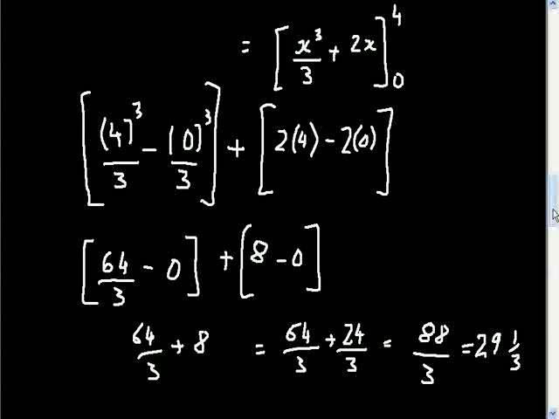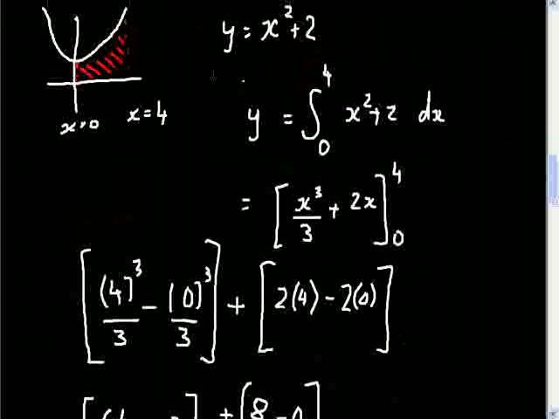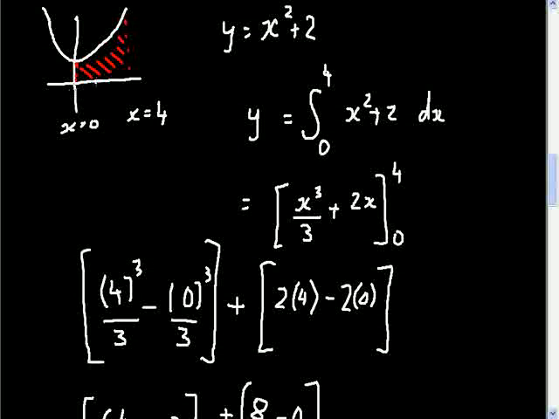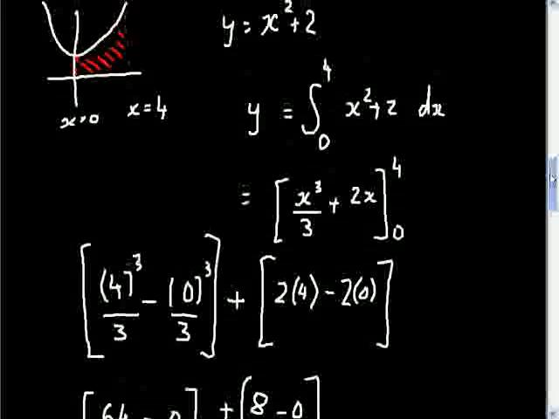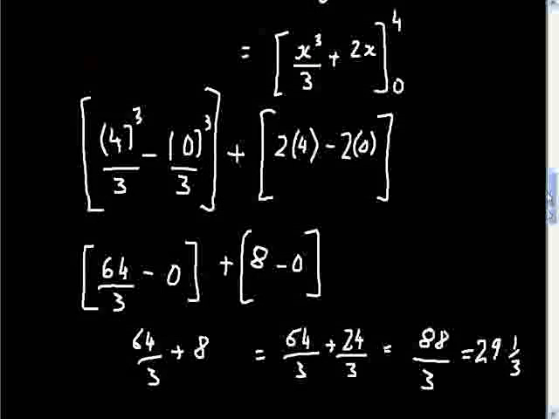Okay, so that's the area enclosed between points x equal to 0, x equal to 4 on the x-axis and the graph. Okay, so you've seen how you use definite integration to work out the area enclosed between a graph and the x-axis.